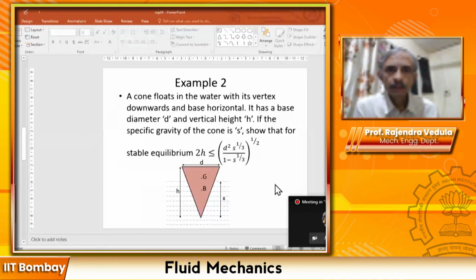A cone floats in water with its vertex downward and its base horizontal.